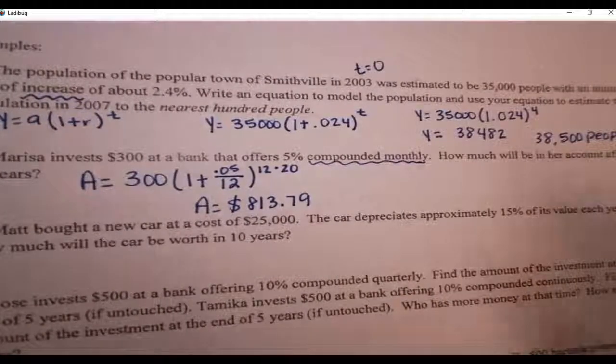Yes, you want to round it to however it tells you or whatever makes sense. So like for money, you want 2 decimal places. You could, yeah, it'd be okay.